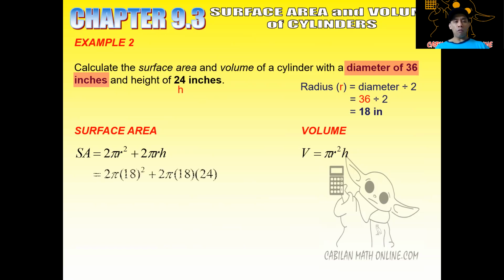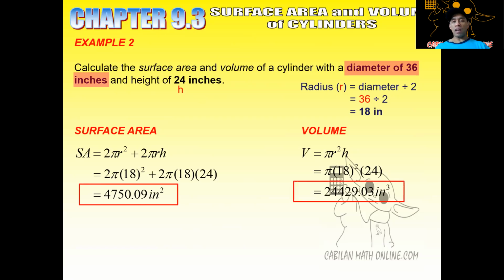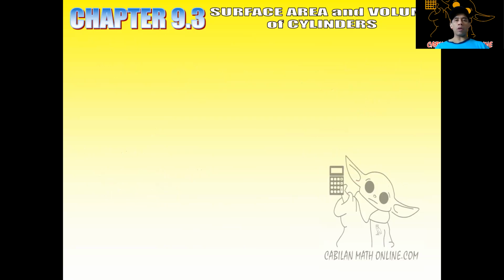When we put that into the formula for surface area, you should get 4,750.09 square inches approximately. And as you can see with the volume, we're just going to put the numbers in accordingly, and you will get 24,429.03 cubic inches. All right, so we've seen some pretty basic examples here. Let's take a look at a quick word problem.